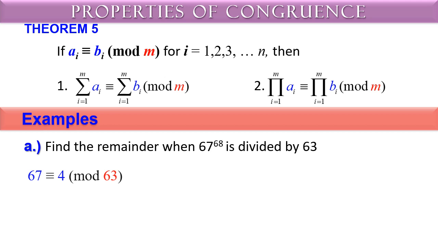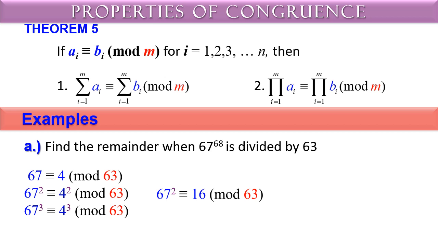To start, we have 67 is congruent to 4 modulo 63, since if we divide 67 by 63, the remainder will be 4. Raising both sides of our expression by 2, we will have 67 squared is congruent to 4 squared modulo 63. Simplifying it, we will have 67 squared is congruent to 16 modulo 63. Therefore, if we divide 67 squared by 63, it will leave a remainder of 16.